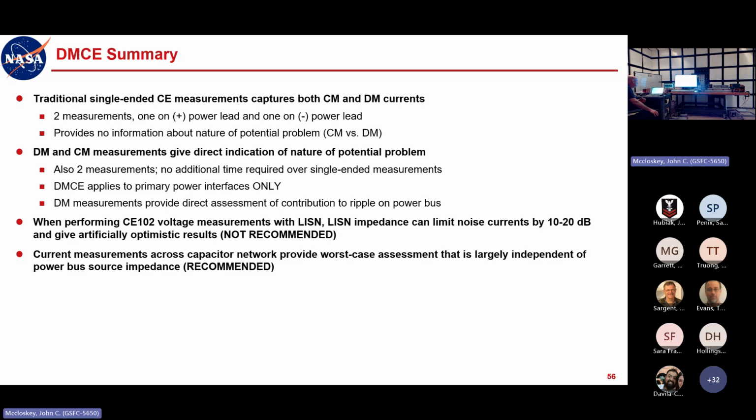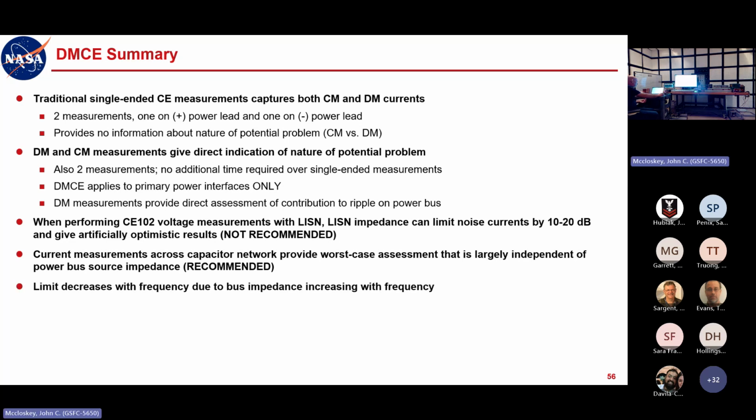All right, so current measurements across the capacitor network provide a worst case assessment that is largely independent of the power bus source impedance. So it is worst case, right? But I'd rather have a worst case. That low impedance will basically give me as much current as the unit under test wants to draw. And I may be doing this before I actually even know that power bus source impedance. So then I can take my worst case current measurements, apply them to that power bus source impedance, and get a worst case assessment of the ripple.